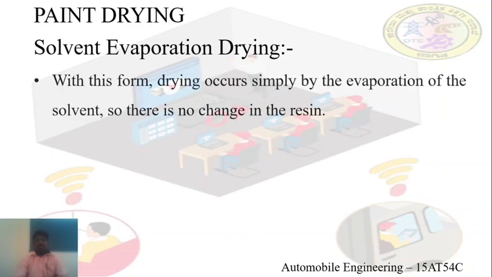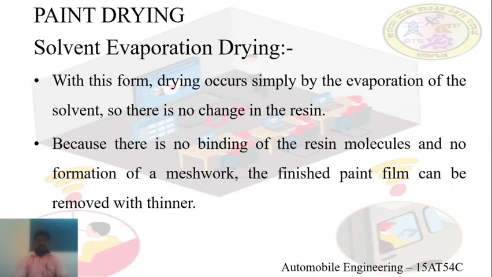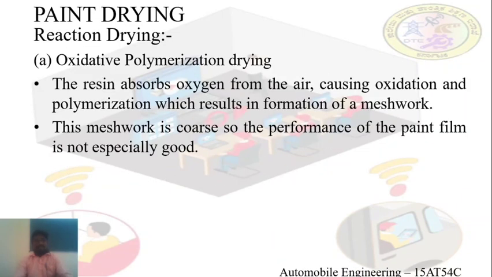In solvent evaporation drying, the paint drying occurs simply by evaporation of the solvent. So there is no change in the resin. You simply coat a paint on a vehicle and then let it dry. Because there is no binding of the resin molecules and no formation of the meshwork, the finished paint film can be easily removed with the thinner. This is the drawback of this type of solvent evaporation.